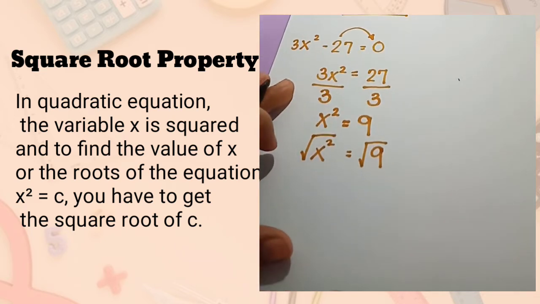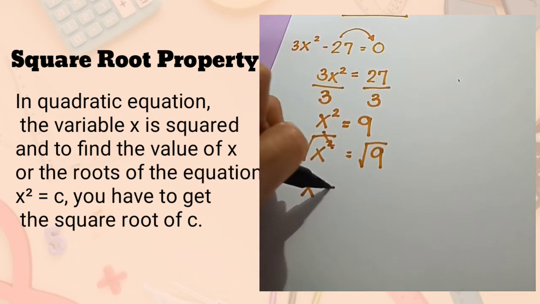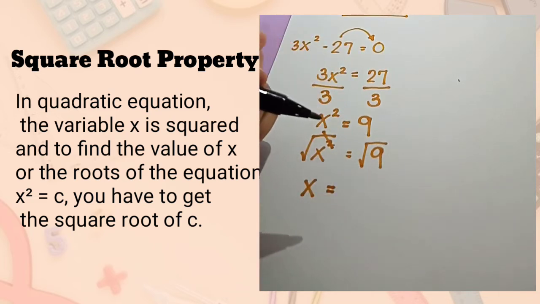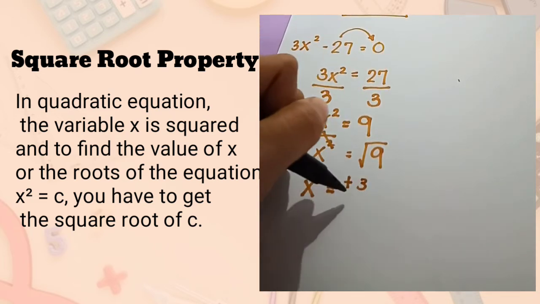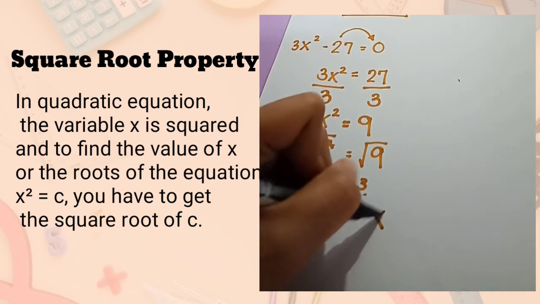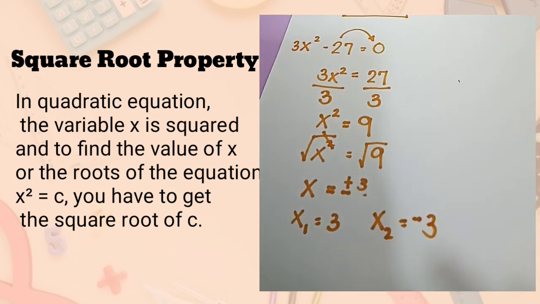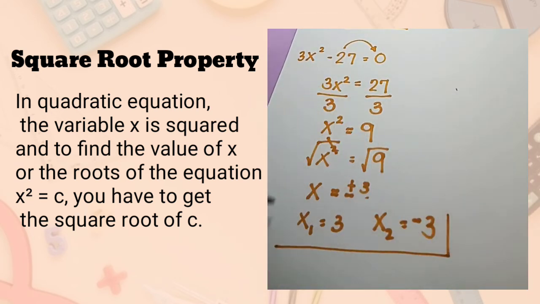So, since ito ay makakancel na, then ito ay x na lang, then equals to, what is the square root of 9? So, isang positive 3 at isang negative 3. Okay, so pwede natin siyang isulat na x sub 1 equals to positive 3 at x sub 2 is equals to negative 3. Okay? So therefore, the value of the roots of the quadratic equation ay equals to positive 3 and negative 3. So, pwede din ganito yung ating maging answer.